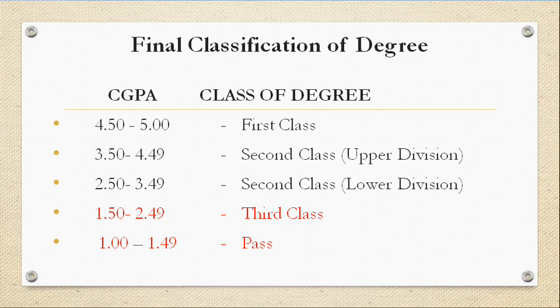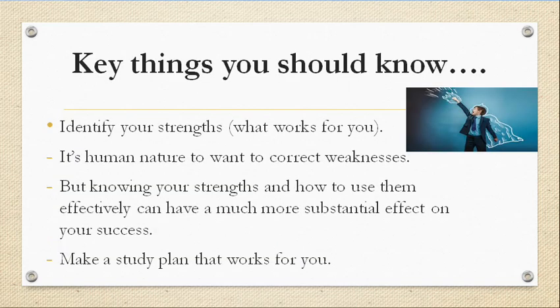Now, other things you need to know is that it's important to identify your strengths as a student. Find out what works for you. It is in human nature to try to correct weakness. You say, others are reading at night, I can't read at night. Why not find the best time you can read and study? Knowing your strength and using it effectively may be more important for your success than trying to correct your weakness.